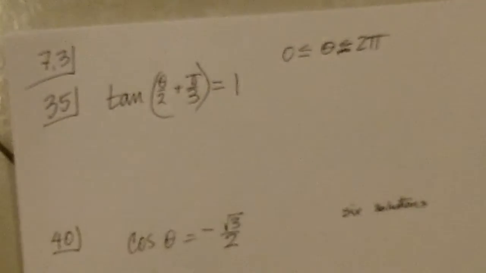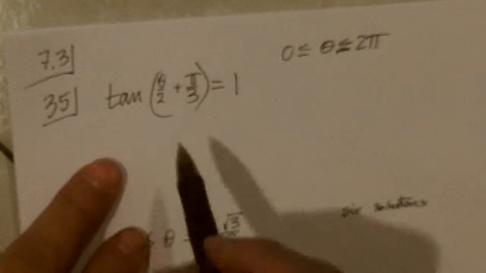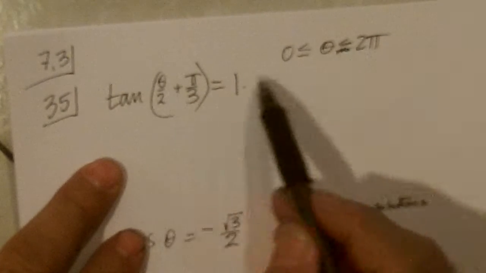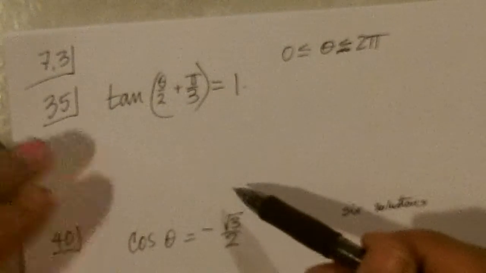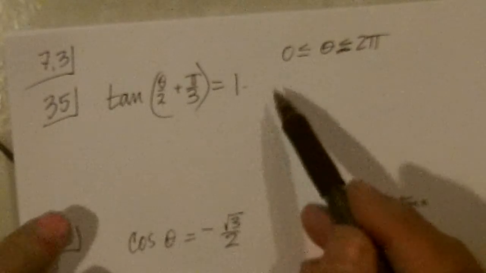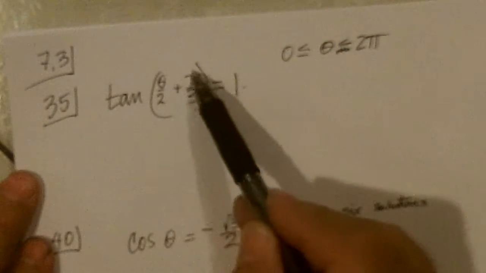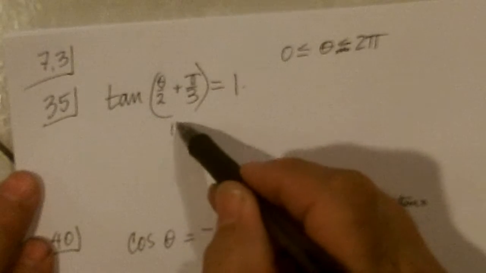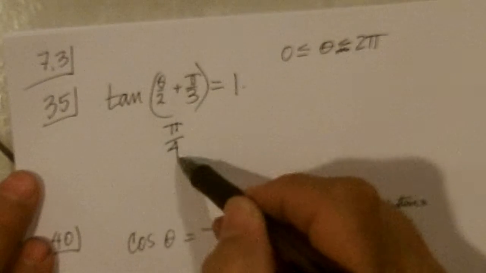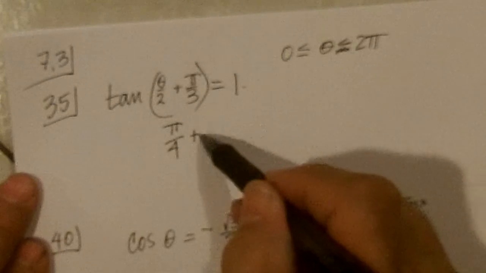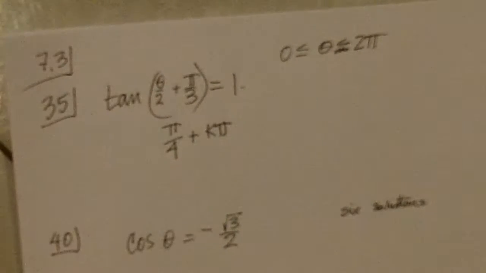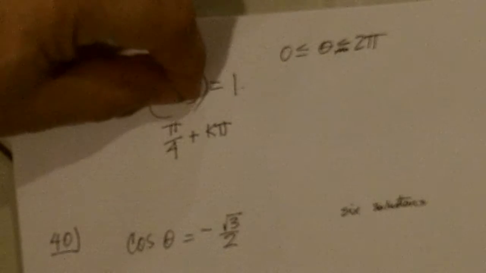All right, let's do 7.3. First of all, it says find all thetas that work for this between 0 and 2 pi. So tangent of what angle is 1? Well, tangent of pi over 4 plus k pi is all the angles that would have a tangent of 1.